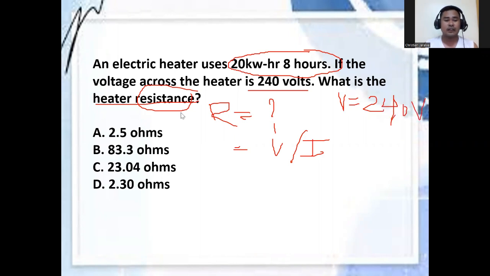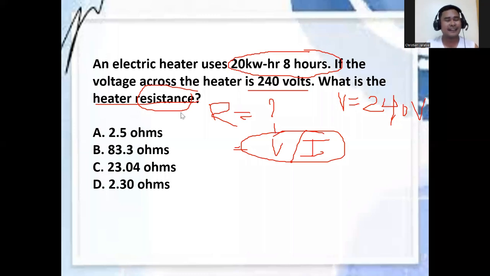I hope nakakasunod. No? Do we have current? The answer is no current at all. Therefore, standby muna tong formula na to. We're just going to standby. Let this standby first. Now, so we need to find first the current.